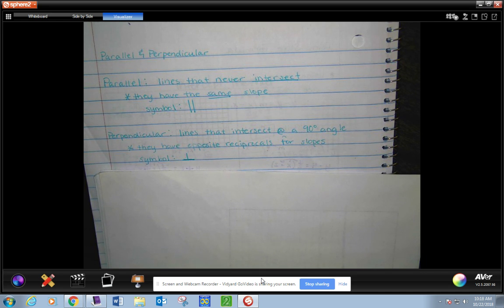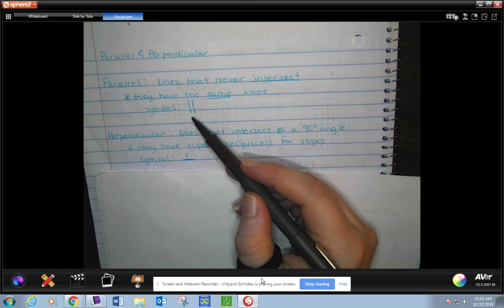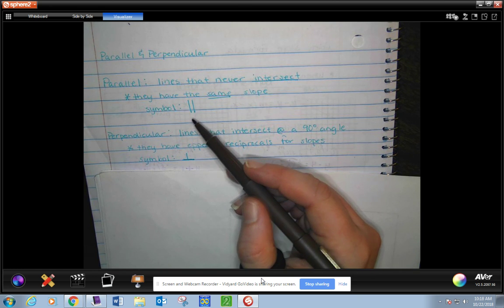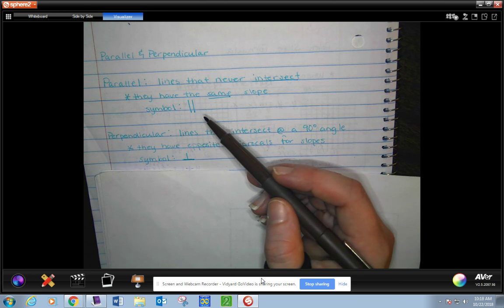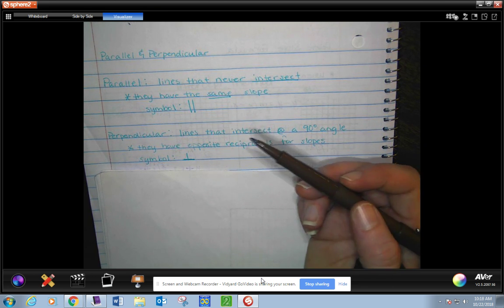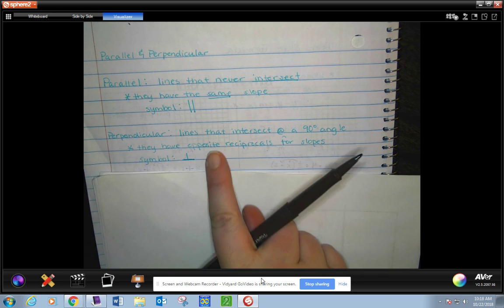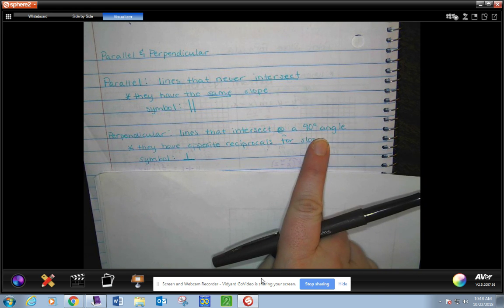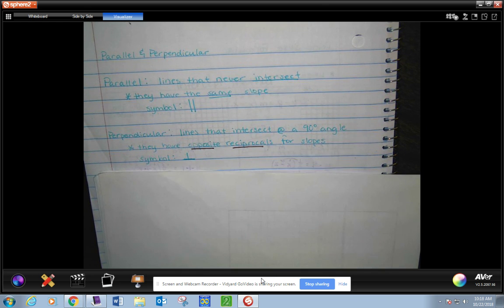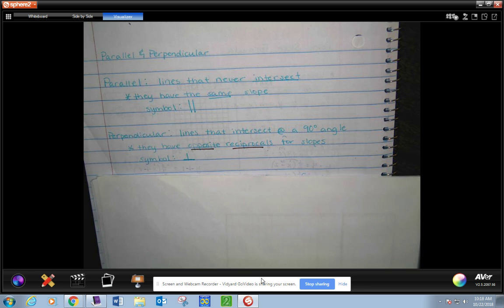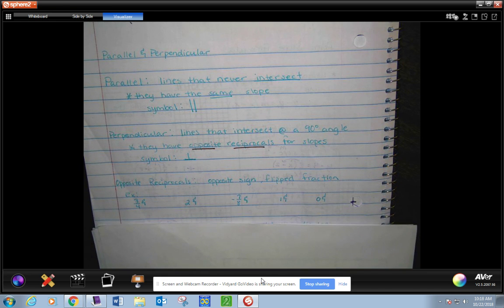Okay. I like to use symbols. So my symbols are two parallel lines for a parallel symbol. I like to make my lines a little bit longer because they sometimes look like L's. Okay, now perpendicular lines, these are lines that intersect at a 90-degree angle. What you need to know is that they have opposite reciprocals for slopes. And the symbol for this is an upside down capital T. So, opposite reciprocals, this next part right here.